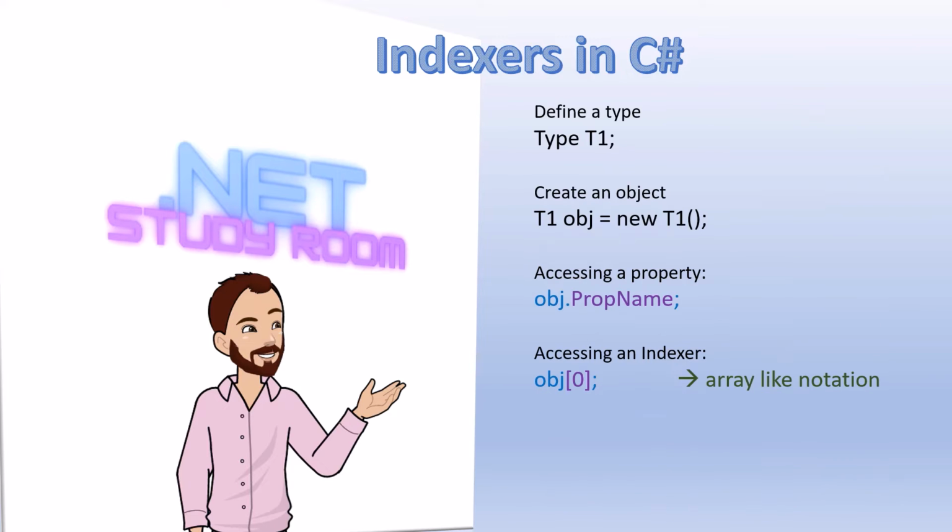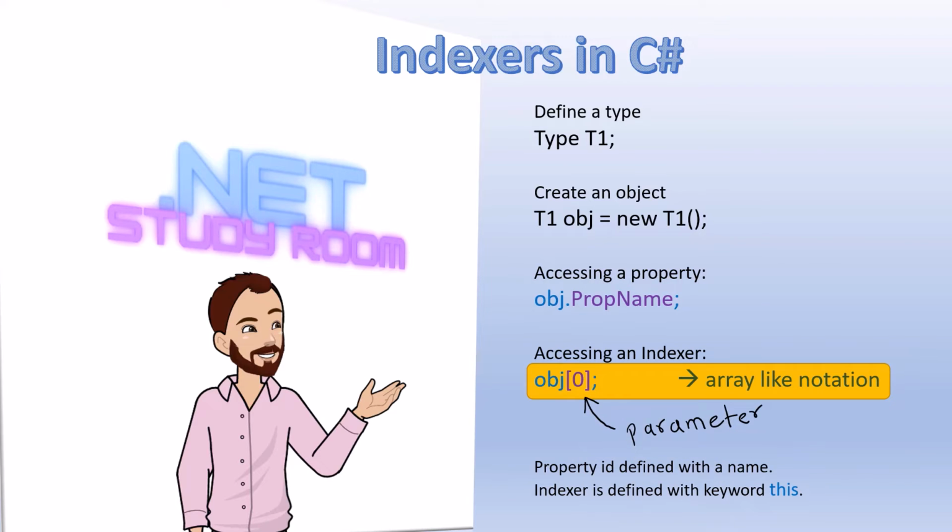When you access a property, you use a syntax like object name, dot, property name. In case of an indexer, you directly access it by the object name itself. Properties are defined with a certain name, but an indexer is defined with the keyword this. In simple words, an indexer provides access to an internal collection of an object, by using an array notation on that object itself. An indexer is similar to a property, except that the accessor of an indexer takes a parameter.